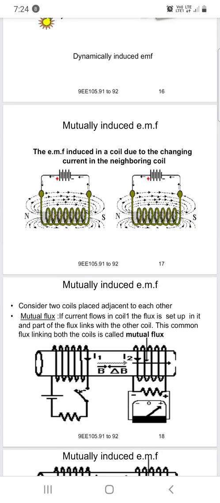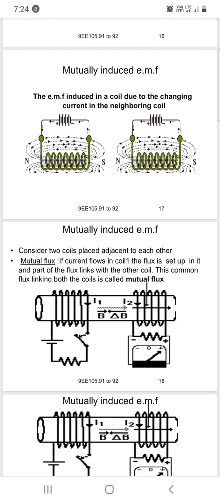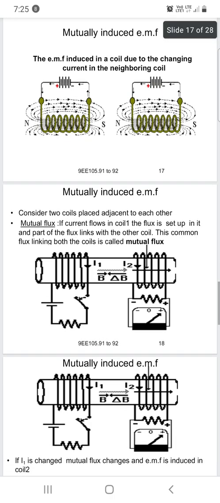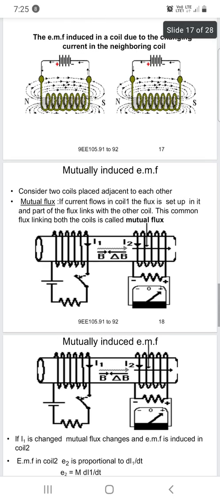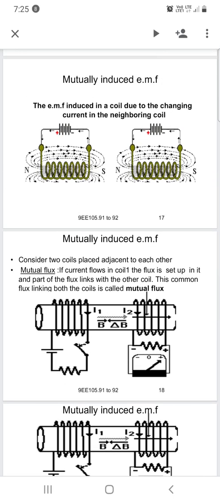Next, mutually induced EMF. The EMF induced in a coil due to the current change in the neighbor coil is called mutually induced EMF. The EMF induced in a coil or conductor due to the current change in the neighbor coil. So let us consider. You have to observe the two figures here.